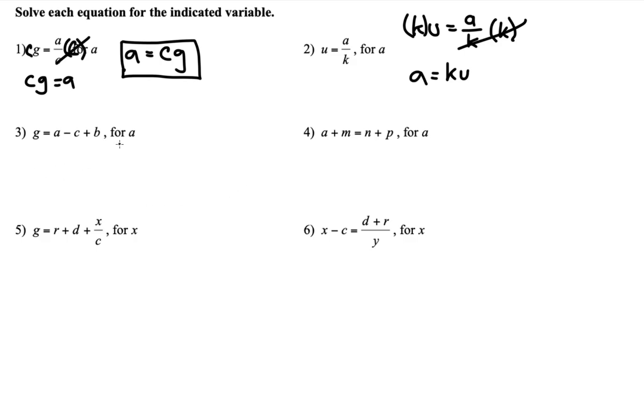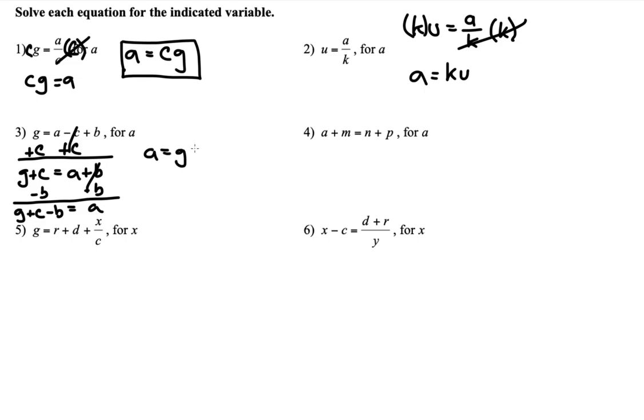For number 3, once again, it's asking us to solve for a, but I have a minus c and plus b. So I need to add c to both sides. And if I do, I'm going to end up with g plus c equals, that cancel, a plus b. But I want a alone, so I would subtract b from both sides. And if I do, on this side I have a, and on this side I'm going to have g plus c minus b. So I know that a equals g plus c minus b.